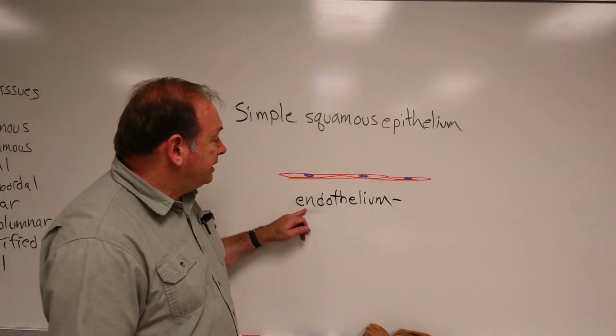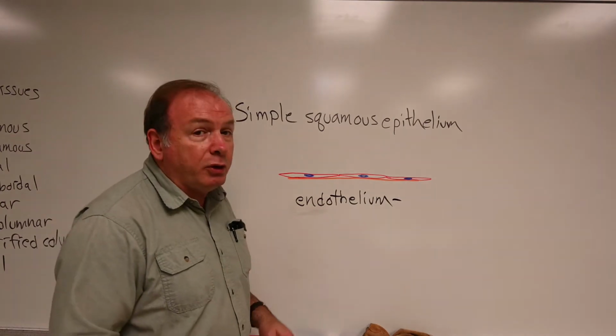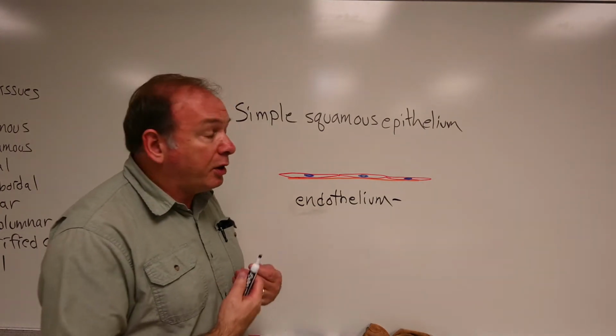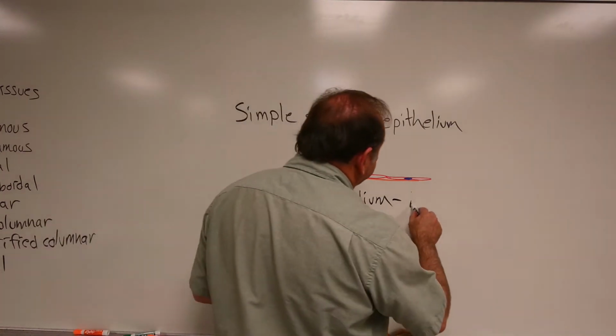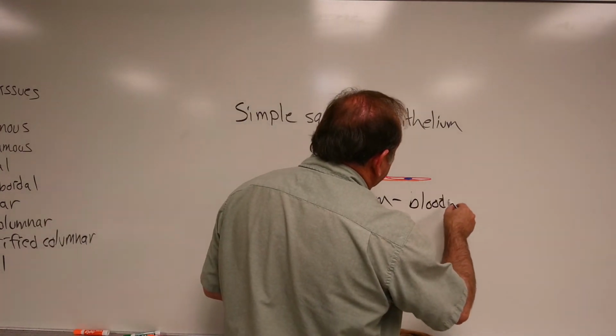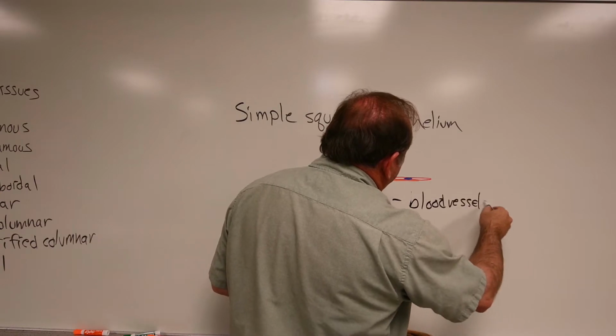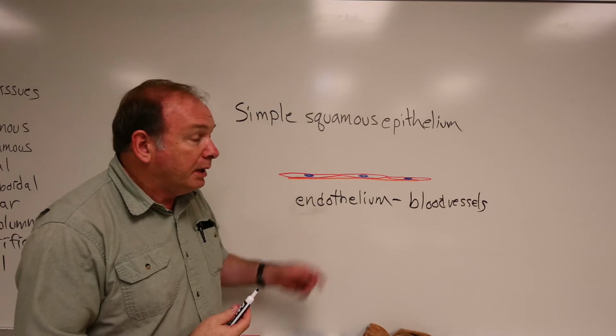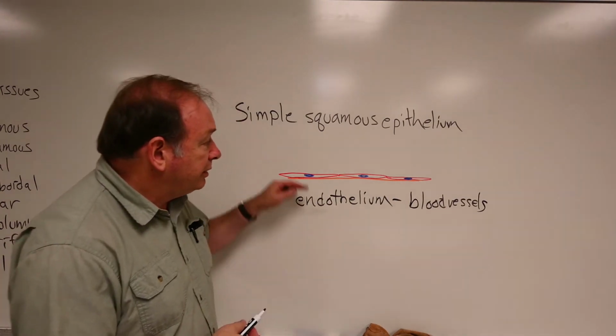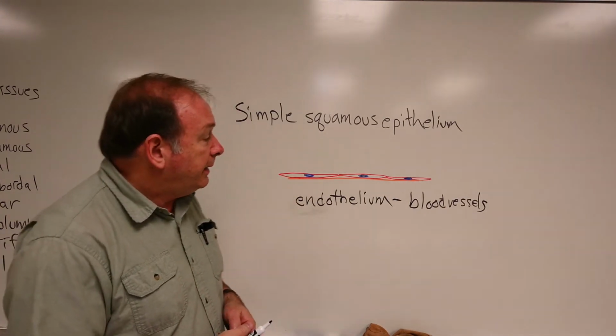Endothelium is the cell type that you find lining your blood vessels and inside your heart, inside your lymph vessels as well. I'll just write blood vessels out here because that's what we usually associate with this term. Endothelium, single layer of flattened cells.